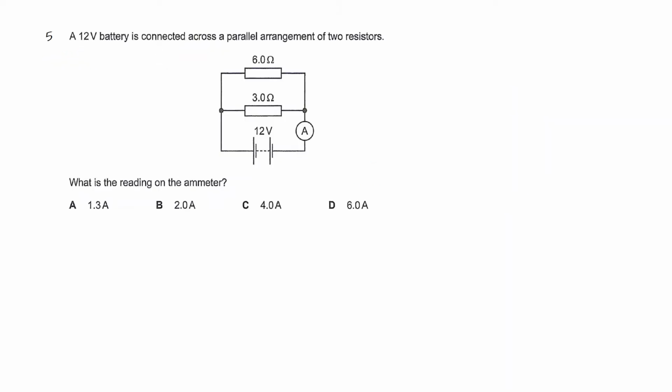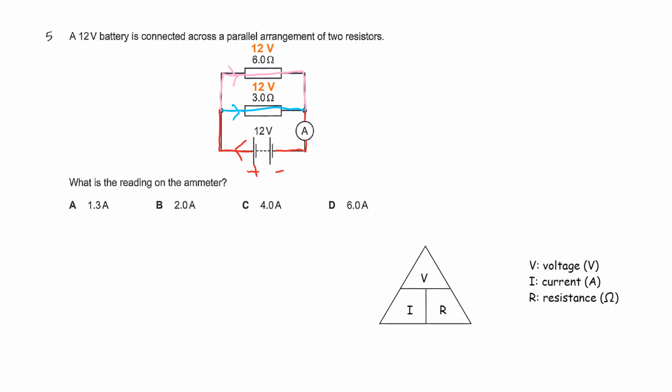A 12-volt battery is connected across a parallel arrangement of 2 resistors. In a parallel circuit, current comes out from the positive terminal and splits. So we can see that the red current splits into the pink and the blue current. We're going to use V = IR. The current that flows out from the battery is the same as the ammeter reading which we are finding.